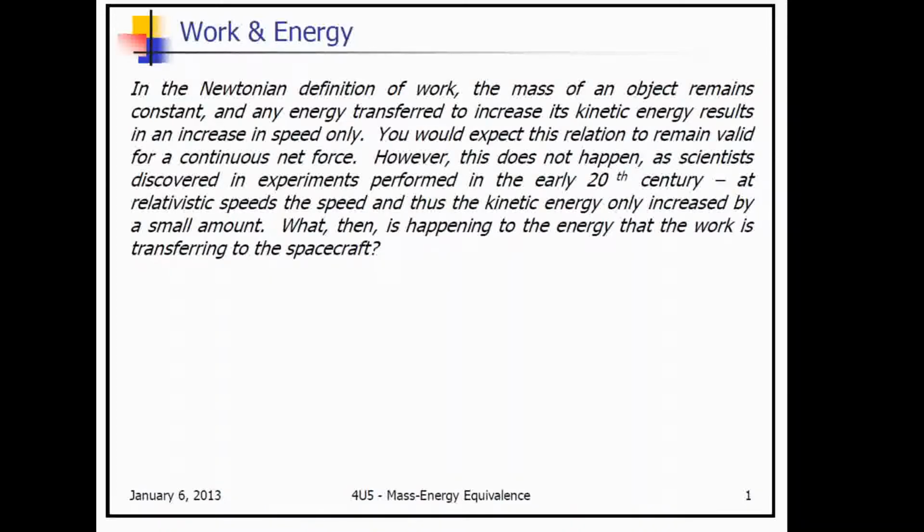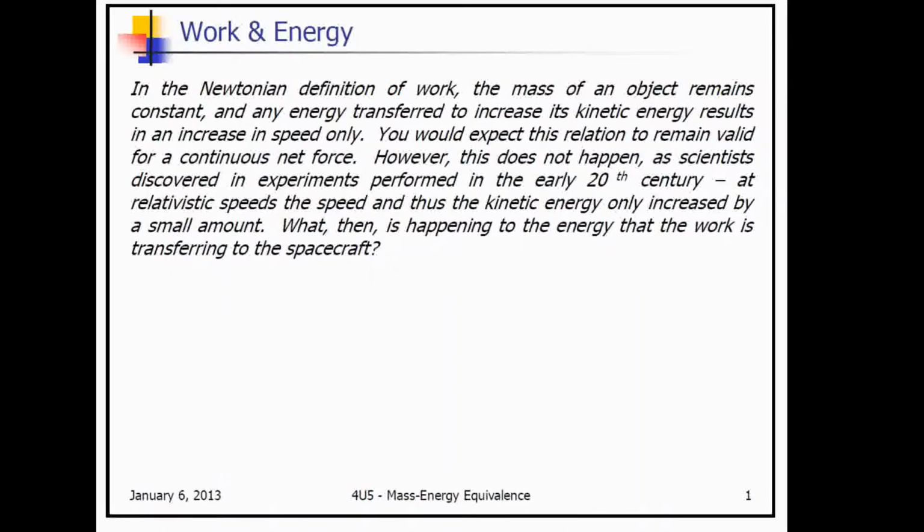So this slide here says that in the Newtonian definition of work, which is measured in joules, so it's a measurement of energy as well, the mass of an object remains constant, and any energy transferred to increase its kinetic energy results in an increase in speed only. So remember how when we were looking at work, the constant is mass in that case. So if we increase the energy of something, its mass doesn't increase, its velocity increases. So the expectation is that remains valid for any sort of continuous net force.